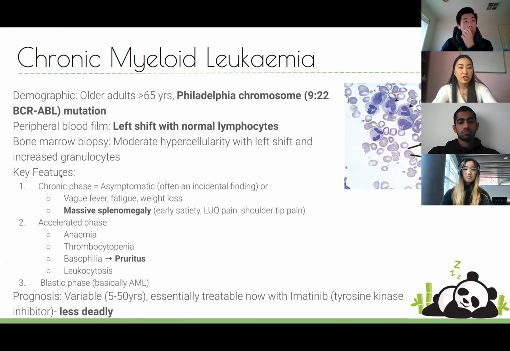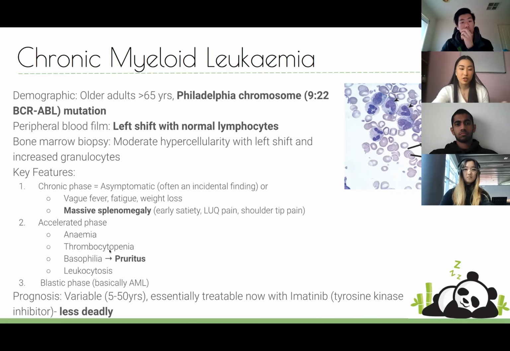So slightly less bad than acute myeloid leukemia, but still a bit more on the immature side. And then the key features: chronic myeloid leukemia has 3 phases. And the first phase can last varying lengths of time. It's an asymptomatic phase. It's often an incidental finding on a blood test. But if they do present with symptoms, it'd be vague, mild B symptoms, and then splenomegaly as the other one. Then it can progress to an accelerated phase, and that's when you start getting symptoms because of the loss of the bone marrow function.